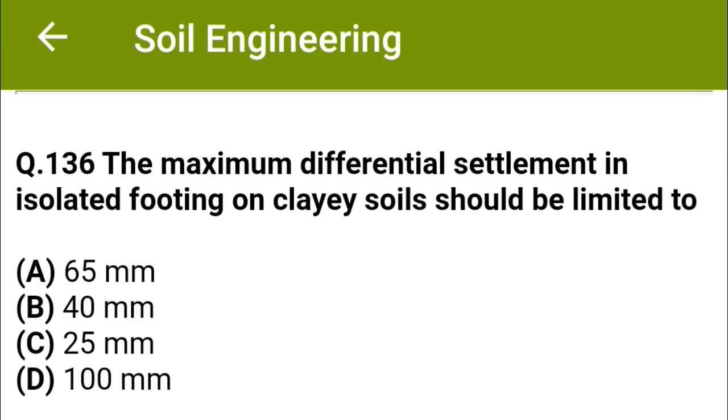The maximum differential settlement in isolated footing on clayey soils should be limited to option A, 65 mm, option B, 40 mm, option C, 25 mm, option D, 100 mm. The correct answer is option B, 40 mm.